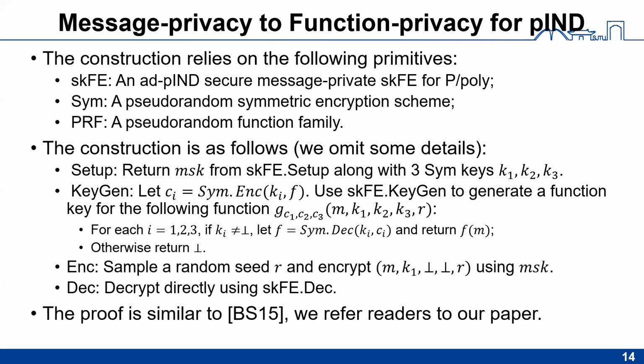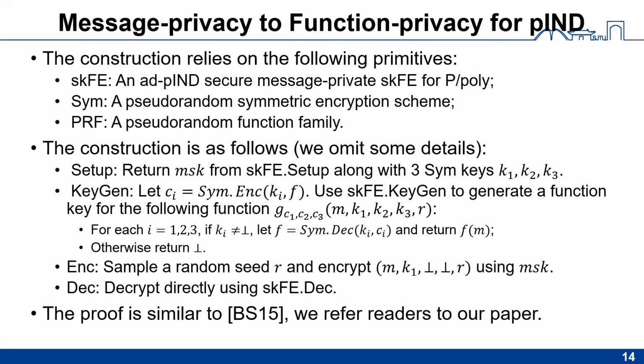The construction relies on the following primitives: SKFE, a pseudorandom symmetric encryption scheme, and a pseudorandom function family. And the detailed construction is shown in this slide. The idea of this construction is similar to the one in BS15, but more complicated since we consider probabilistic queries. The BS15 construction used two symmetric keys, K and K prime, to hide the two functions F0 and F1 correspondingly in both the message private and function private games.